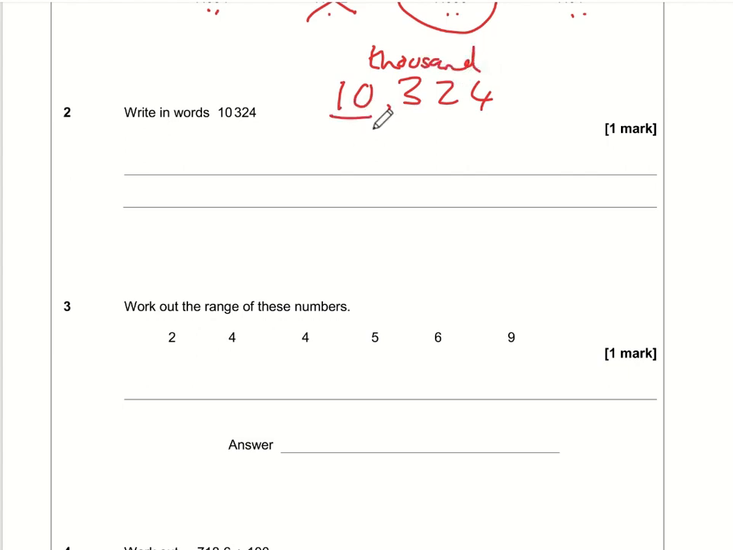So now it's just a question of reading groups of 3. So here, well, it's just a group of 2 actually. So that's 10, the comma is 1,000, so 10,000. I'm going to just read that number, which is 324.